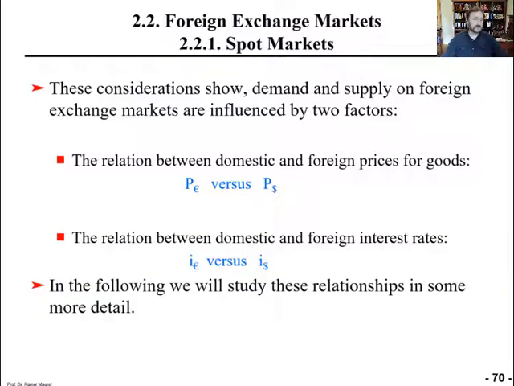and on the other side the relation between domestic and foreign interest rates, for example the interest rate for a European government bond and an American government bond with the same maturity and within the same risk class. In the following, we will study these relationships in some more detail.